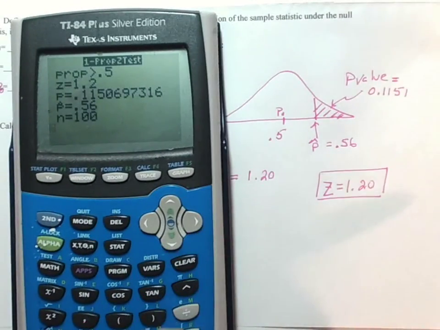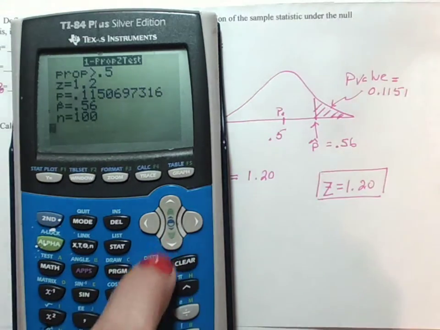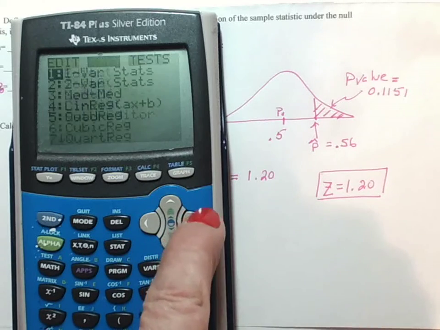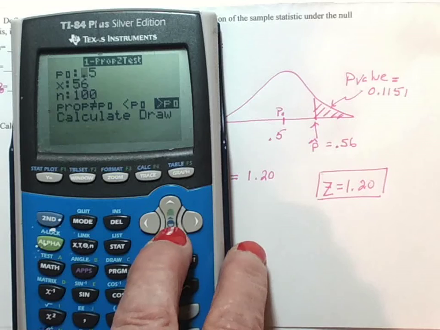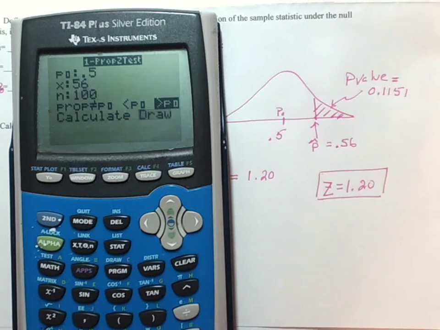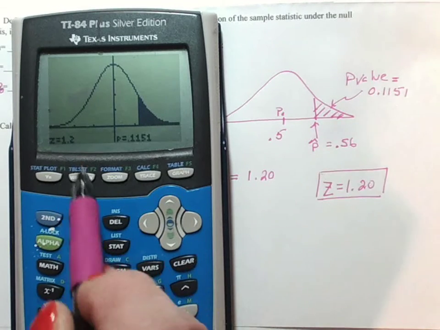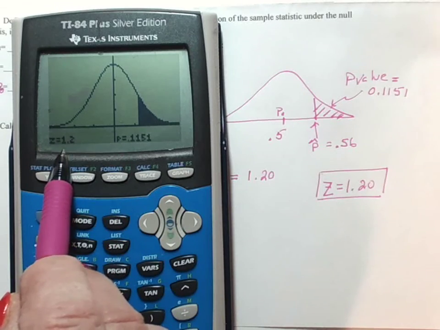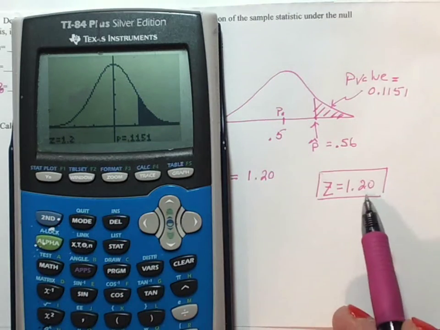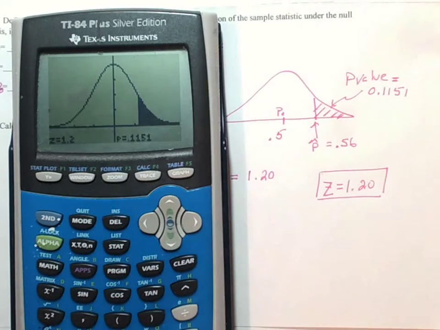Another thing that your calculator does nicely is it can show you this graph for you. So if we go back to Stat, Tests, we go to the one proportion z-test, and we go and say Draw. Look at that. All right? It gave you the graph. It gave you that your z-score was 1.2 and your p-value is 0.1151.